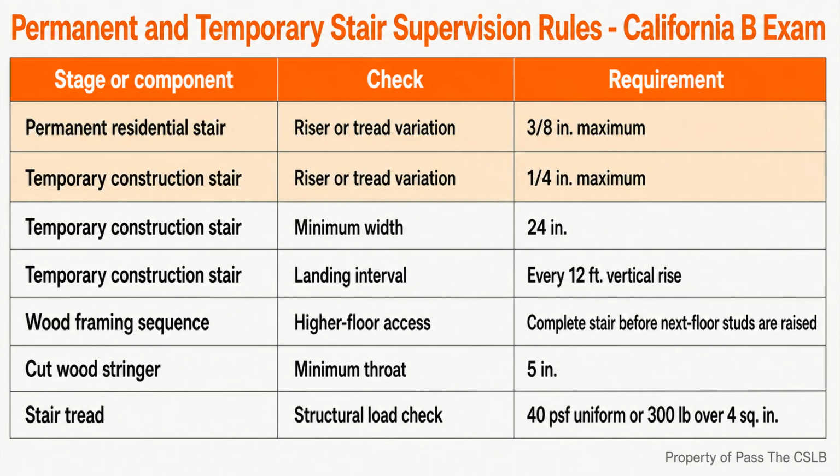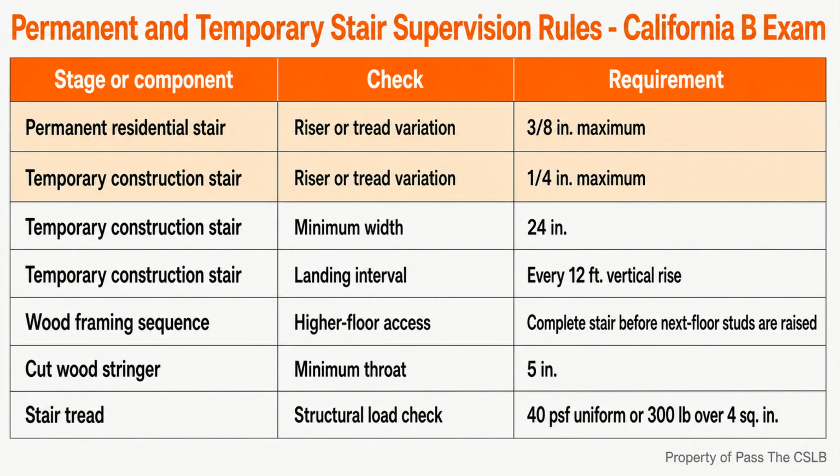This checklist places permanent and temporary requirements side by side. Permanent residential stairs allow up to 3/8 inch of variation. Temporary construction stairs allow only 1/4 inch. Temporary stairs also have the 24-inch minimum width and a landing at every 12 feet of vertical rise. In wood framing, the stair must be completed before the next higher floor's supporting studs are raised. The sequence tells me what to verify before crews move upward.